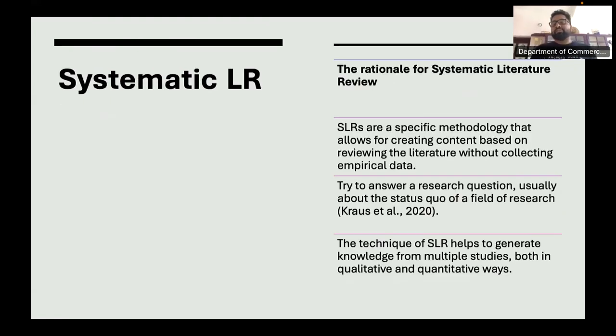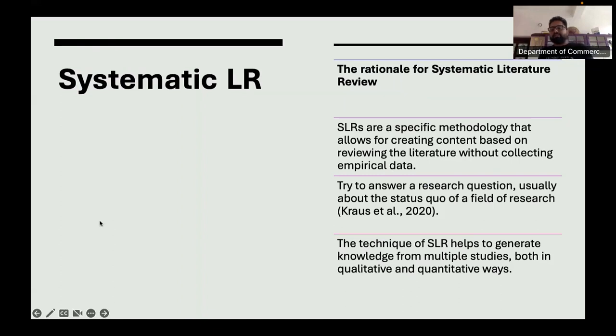Okay, what is a systematic literature review? We can analyze the systematic literature review. So, the rationale for systematic literature review: systematic literature reviews are a specific methodology that allows for creating content based on reviewing the literature without collecting empirical data. So here we are collecting some papers based on some criteria, but we exclude some papers because they are not in accordance with our criteria. So based on the papers, we find the themes, review those papers and write reviews.